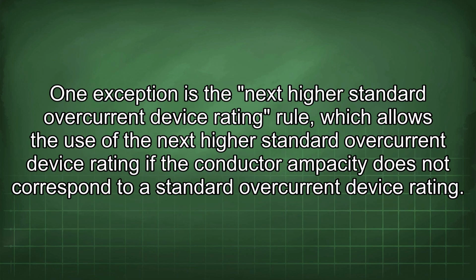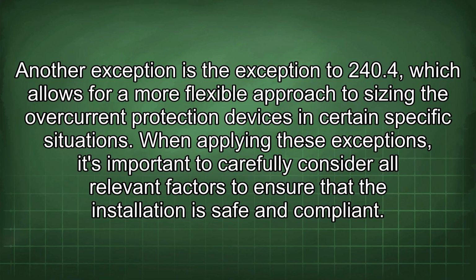One exception is the next highest standard overcurrent device rating rule, which allows the use of the next highest standard overcurrent device rating if the conductor ampacity does not correspond to a standard overcurrent device rating. Another exception is the exception to 240.4, which allows for a more flexible approach to sizing the overcurrent protection devices in certain specific situations. When applying these exceptions, it's important to carefully consider all relevant factors to ensure that the installation is safe and compliant.